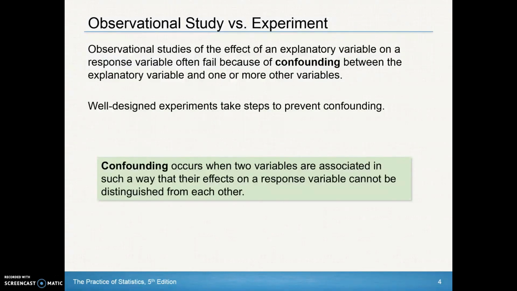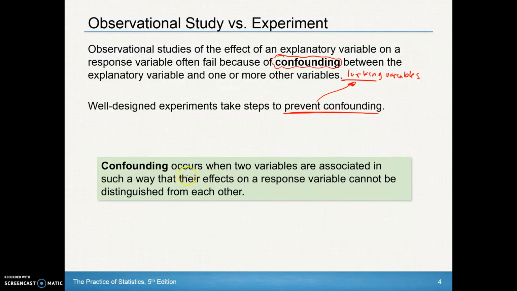So observational studies of the effect of an explanatory variable on a response variable often fail because of confounding between the explanatory variable and one or more other variables. In other words, lurking variables. Right. So well-designed experiments take steps to prevent confounding. We're always trying to prevent confounding. We want to be able to eliminate, or at the very least, minimize those lurking variables.